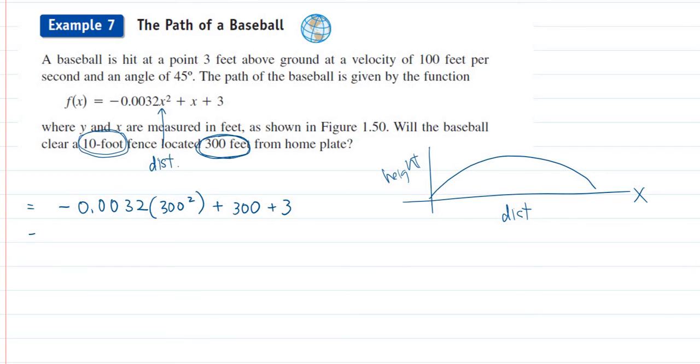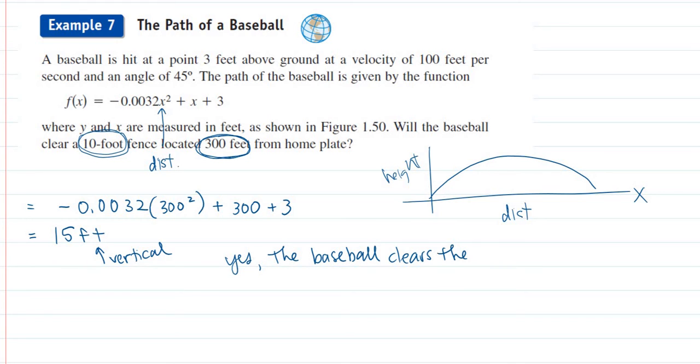And we get out our calculators. And you get 15 feet. So this is going to be our vertical height. Is 15 feet greater than 10 feet? Yes, it is. So our answer would be yes. The baseball clears the fence. Home run. Or maybe it's a foul ball.